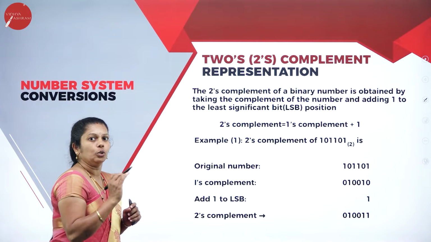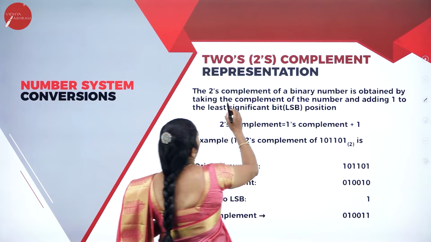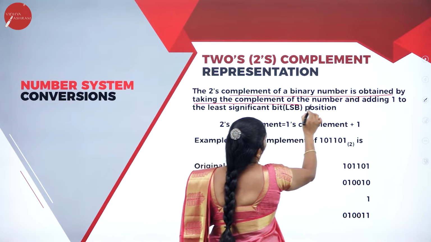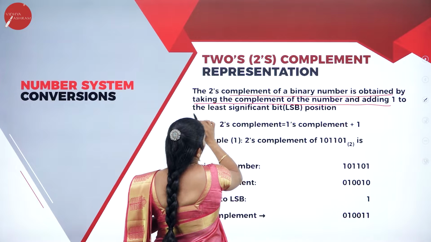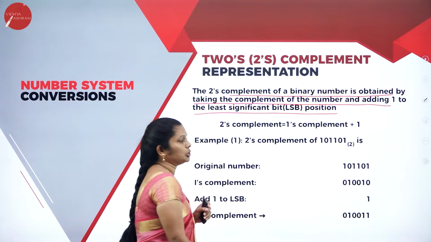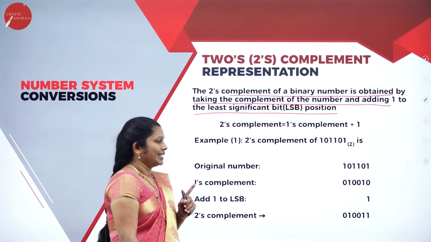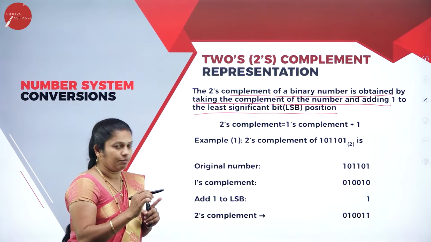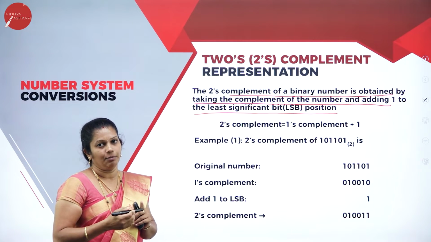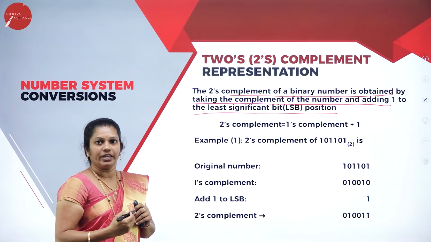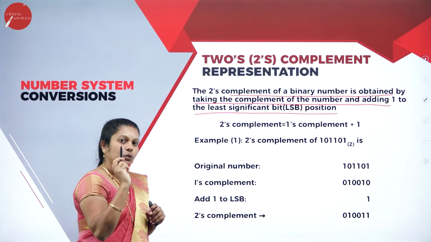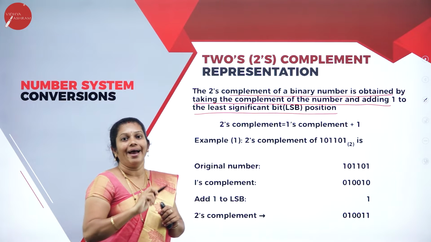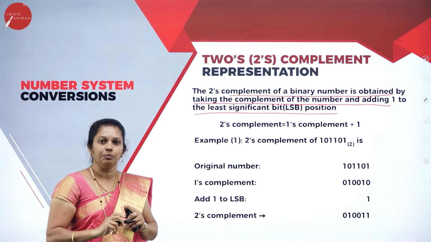Next one, we have twos complement representation. What do you mean by this twos complement representation? Twos complement representation of a binary number is obtained by taking the complement of the number and adding 1 to the least significant bit position. LSB stands for least significant bit position. To the least significant bit position, we have to add 1, then we will get the twos complement of the given number. If I want to get twos complement, then first I have to find the ones complement and then add 1 to the least significant bit position.